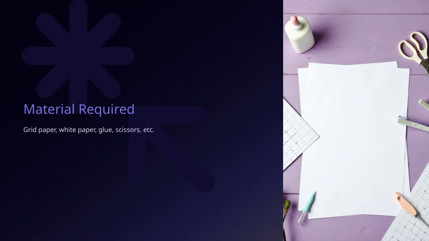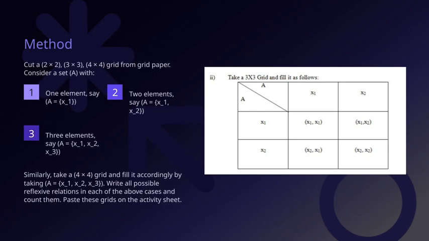These basic supplies are the foundation for bringing your ideas to life, fitting perfectly into our overall theme of hands-on, practical learning. Now let's consider a 4x4 grid and see how we can fill it based on different sets. For example, if we take A as {x1, x2}, we can list all the possible reflexive relations that can be formed on this set. Similarly, for a set with 3 elements like {x1, x2, x3}, we'll do the same. And for just one element, say {x1}, we'll consider the possible relations as well. To visualize these, we'll paste these grids onto our activity sheet.